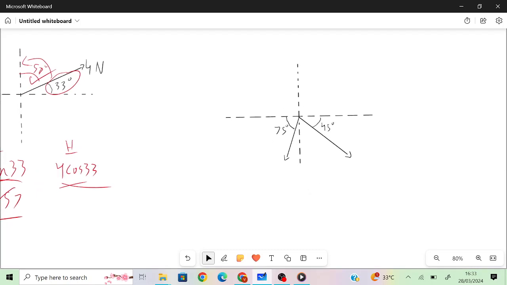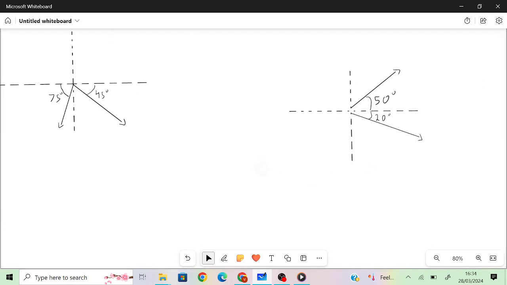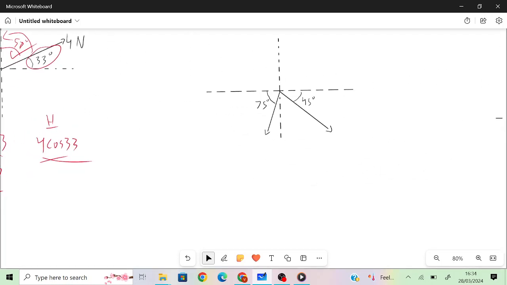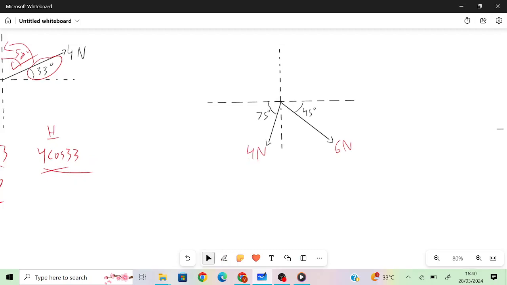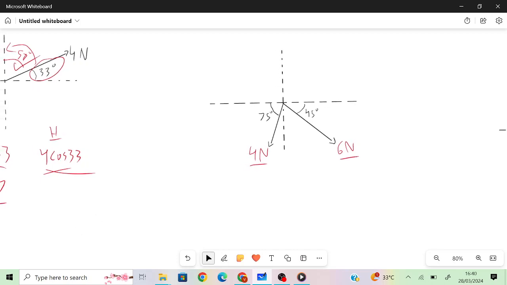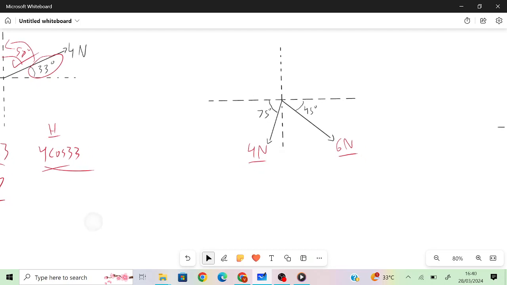Right, the next one, I have 2 angles, and I don't have it marked with any particular magnitude, so let me just give it a magnitude right now. Let's say this is 6 newtons, and let's say this is 4 newtons. So I have 6 newton here and 4 newton here. Now I'm asked to find the resultant force and the resultant direction that these 2 forces will produce.